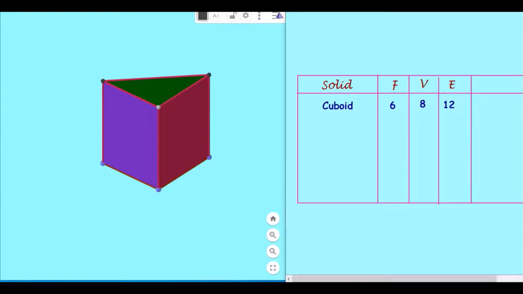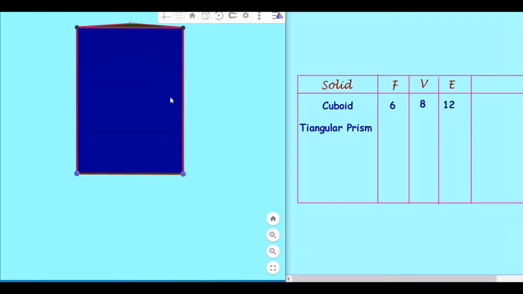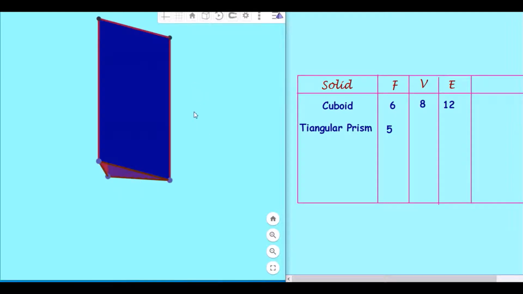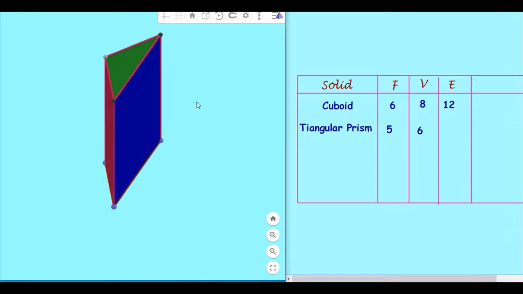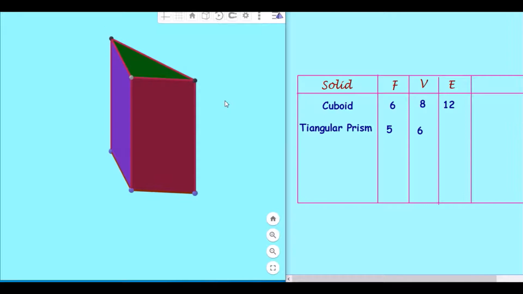Now let us consider a triangular prism. How many faces are there? Here 1, then 2, 3, 4 and bottom 1 more. So total 5 faces are there. Now what about vertices? 1, 2, 3 in the top and 3 in the bottom. So 6 vertices are there. Now what about edges? At the top 1, 2, 3, 4, 5, 6 and bottom 7, 8, 9. So 9 edges are there.